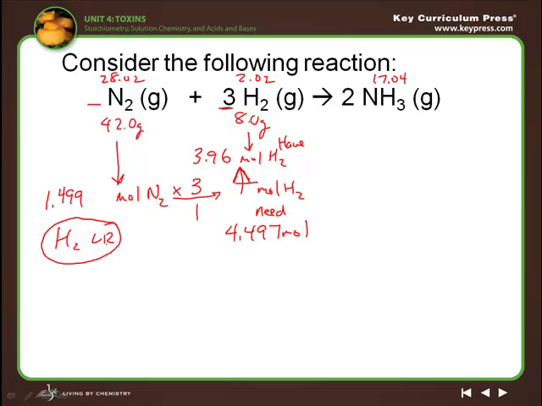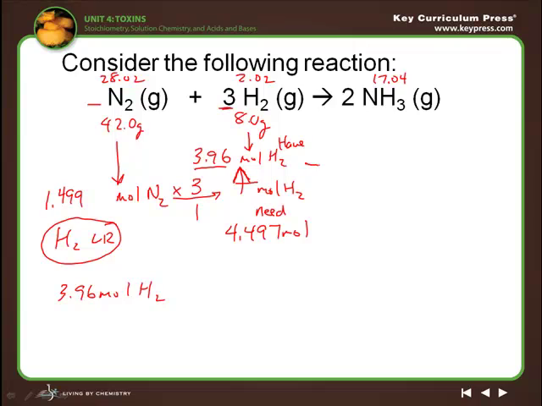That's all I had to do for limiter. Now, once I have the limiter, that determines how much is produced. So, my limiter is this 3.96. Be careful, don't use 4.497. That's a theoretical amount if you used 42 grams of nitrogen. So, we have 3.96 moles of H2.